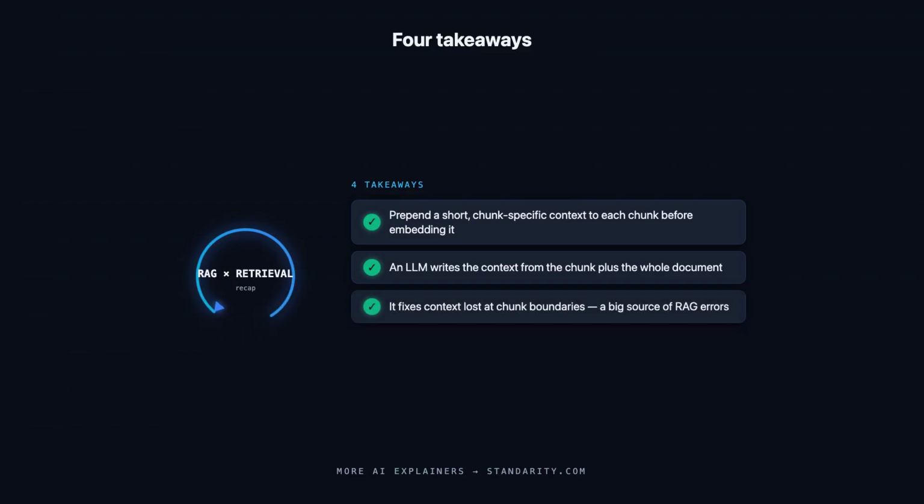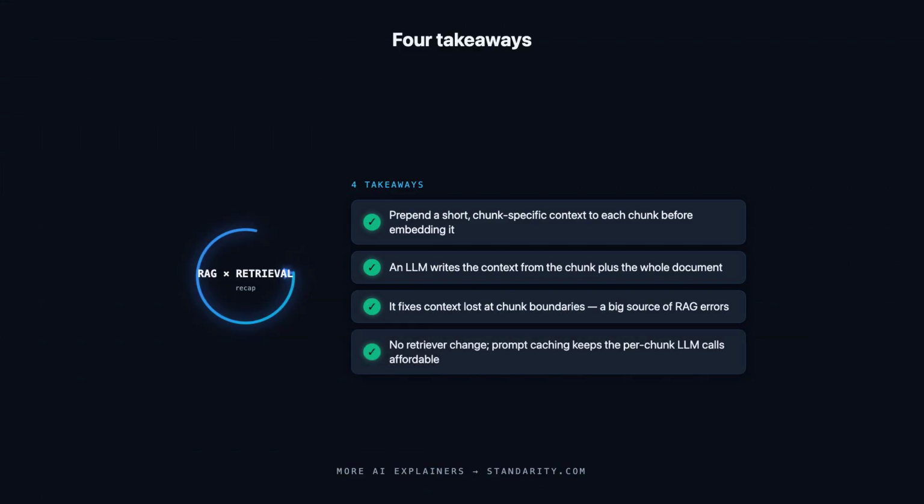It matters because context lost at chunk boundaries is one of the biggest, most overlooked sources of RAG errors, and Anthropic showed this pre-processing step cuts them sharply. The cost is 1 LLM call and a little extra storage per chunk, tamed by prompt caching, and it slots neatly beside hybrid search and re-ranking.